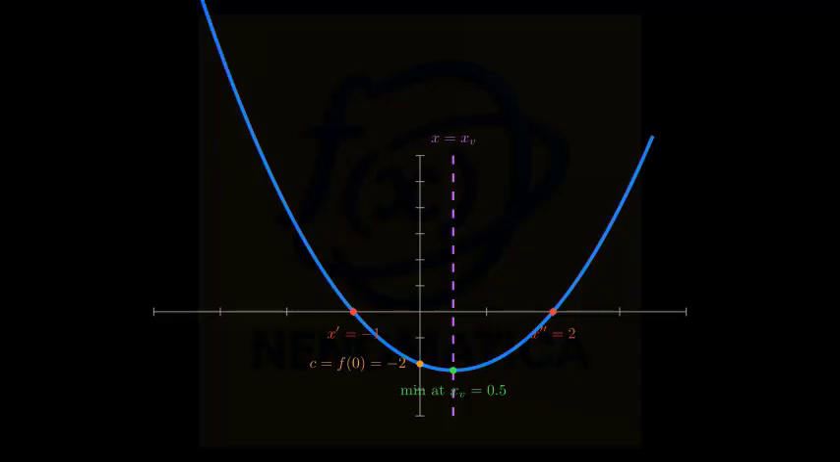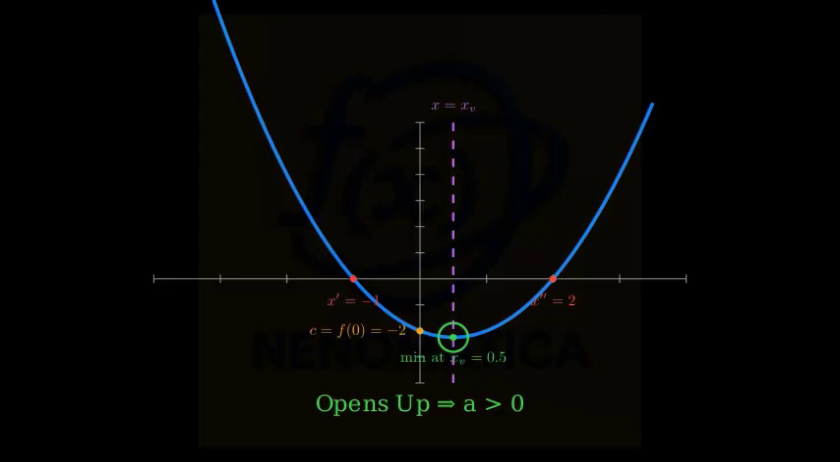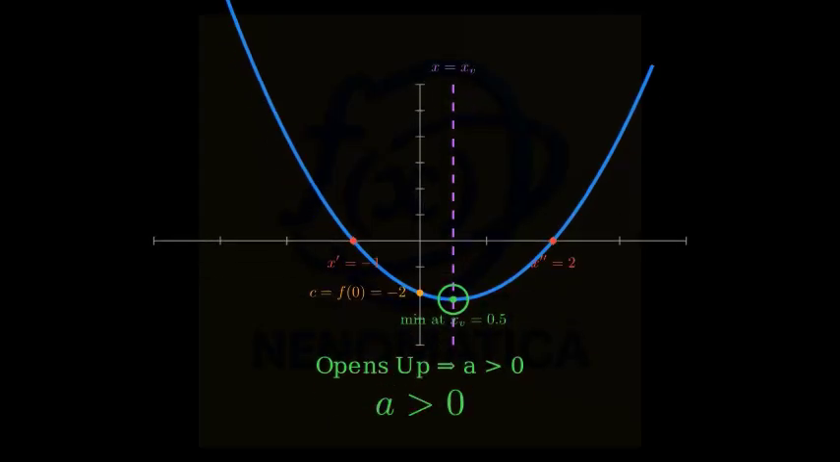Step 1. Determine the sign of A. The vertex is a minimum, so the arms of the parabola open upward. That means A is positive. So we conclude a greater than 0.